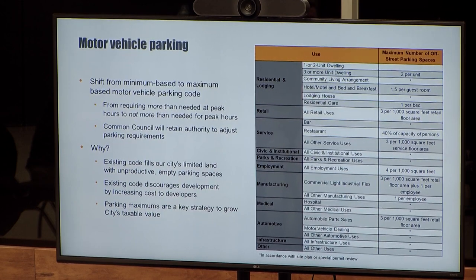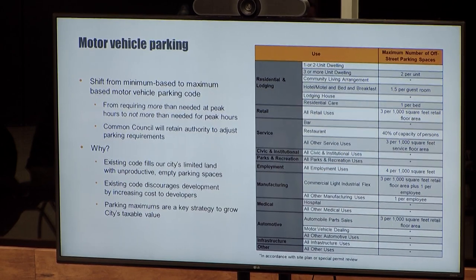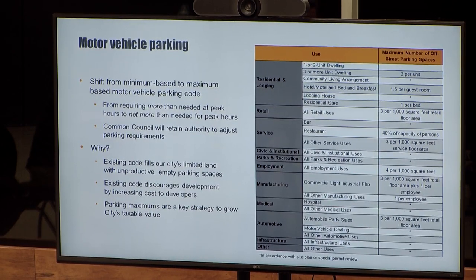Another thing you might see in retail: we'll say you can't have more than three cars per amount of floor area. That's kind of flipping the regulation we had before on its head. Same strategy, just a different number and a maximum type. The ones with asterisks are subject to special permit review, which gives us even more flexibility to be case specific.